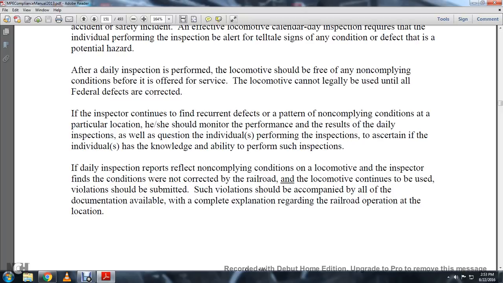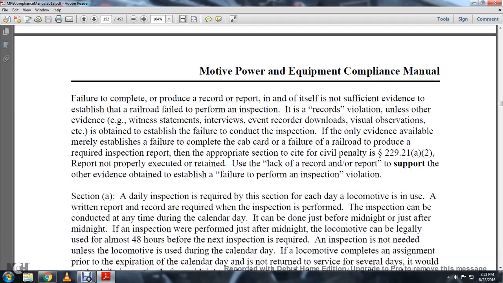Such a violation shall be accompanied by all the documentation available for a complete explanation regarding the railroad operation at the location. Failure to complete the required record report in itself is not compliant with the evidence established. The railroad failed to perform the inspection and record the violation unless other evidence, witness statements, interviews, recorded detail, downloads, or visual observation is obtained to establish the failure to conduct the inspection.